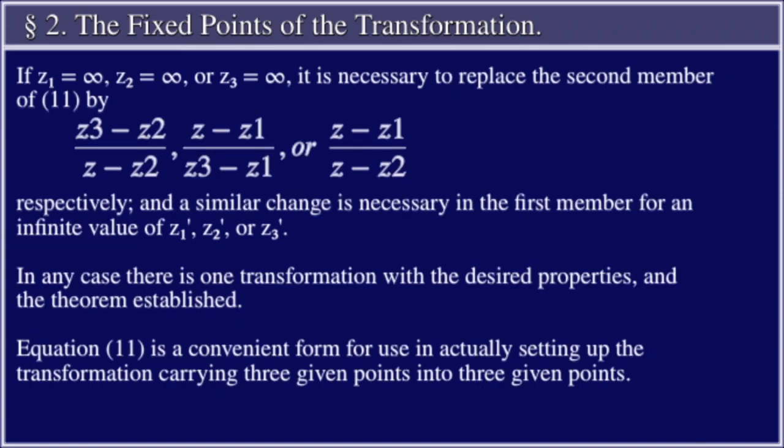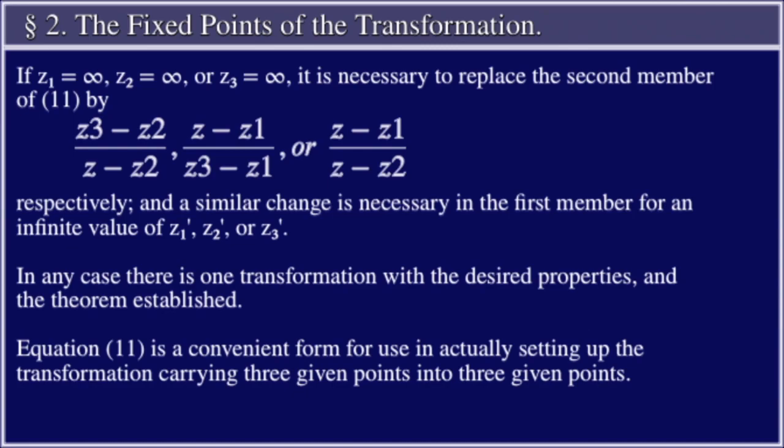If z1 equals infinity, z2 equals infinity, or z3 equals infinity, it is necessary to replace the second member of equation 11 by ((z3 − z2)/(z − z2)) · ((z − z1)/(z3 − z1)), or (z − z1)/(z − z2), respectively. And a similar change is necessary in the first member for an infinite value of z1′, z2′, or z3′. In any case, there is one transformation with the desired properties, and the theorem is established.